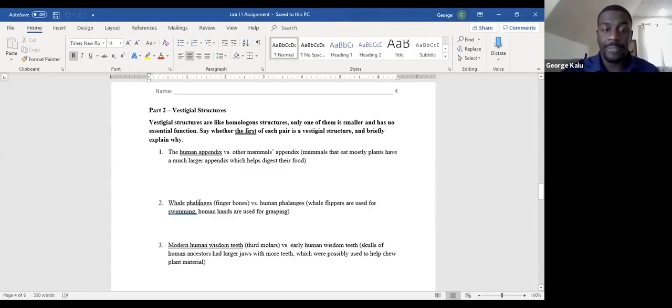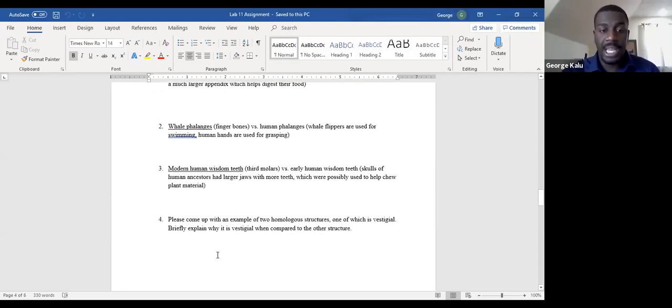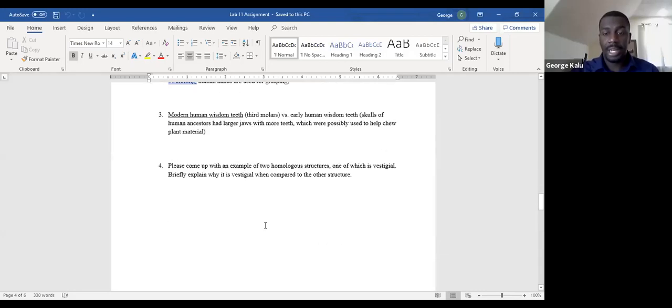Do the whale phalanges have a function in whales versus human phalanges? So determine whether the underlined structure is a vestigial trait or not, and then briefly explain why. We're going to do that for the first three. And for the fourth one, you're going to come up with an example of two homologous structures, one of which is going to be vestigial, and then explain why it's vestigial. So you're going to basically come up with your own pair for number 4. Okay. That is part 2.